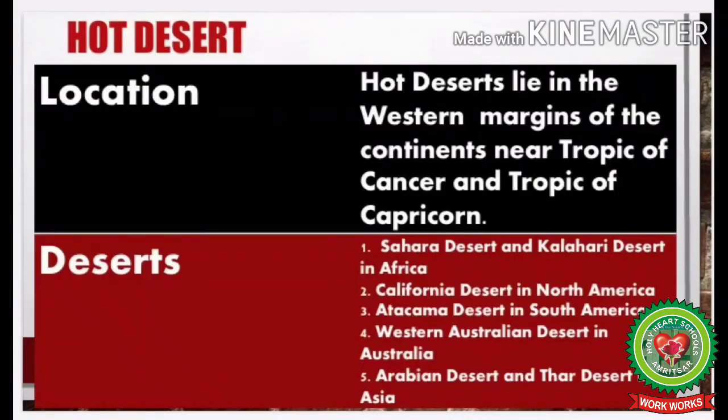So students, in this video I have discussed the location of hot deserts, that they lie in the western margins of the continents near the Tropic of Cancer and Tropic of Capricorn. And the deserts of the world are the Sahara Desert and Kalahari Desert in Africa, California Desert in North America, Atacama Desert in South America, Western Australian Desert in Australia, Arabian Desert and Thar Desert in Asia.